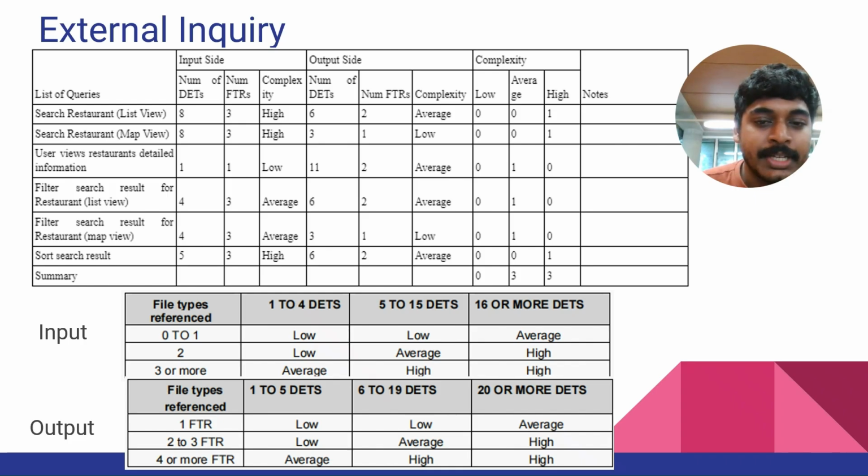And using the file types referenced in the DETs, you could find the complexity for the input side and output side separately, but the final complexity for that particular record, let's say for search restaurant list view, would be the one that's higher. So you will see that input is high and output is average, but the final one is high. And this was done for all, and then the final complexity was 3 average and 3 high.